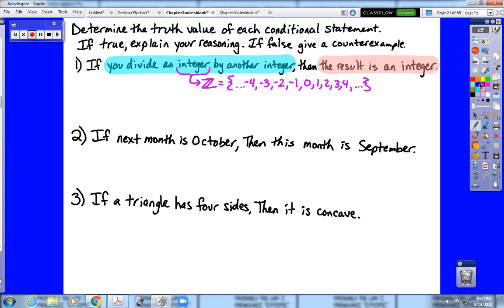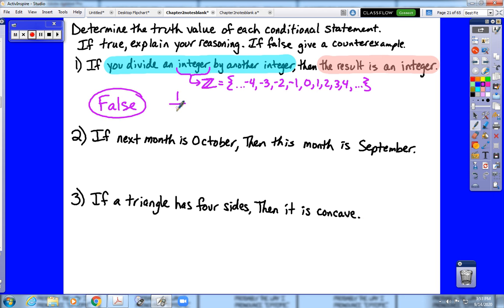The conclusion then says the result is an integer. So when we try to figure out whether the conclusion is true or false, we base that on the hypothesis. So what that's saying is we're taking an integer, we're dividing by another integer, and the result has to be an integer. And hopefully you're sitting there going, no, it doesn't, because you're absolutely right. This is a false conditional statement. See, P is true, but Q is not true based on P.